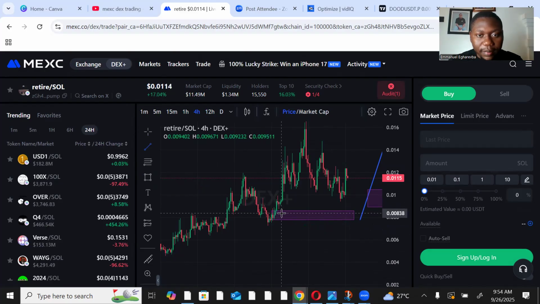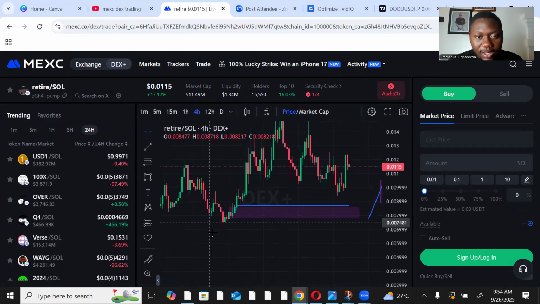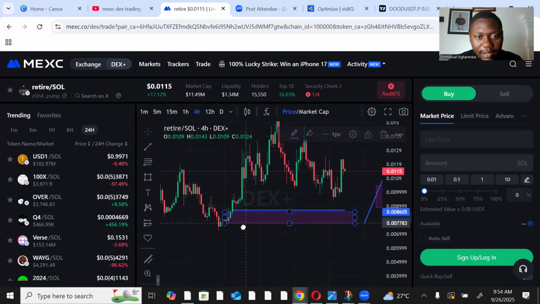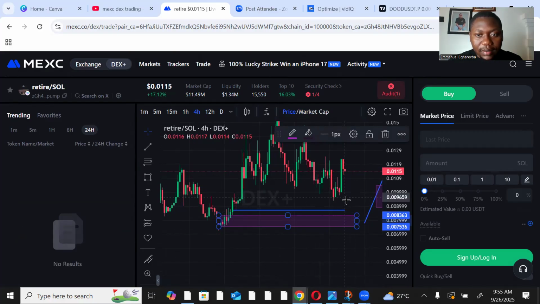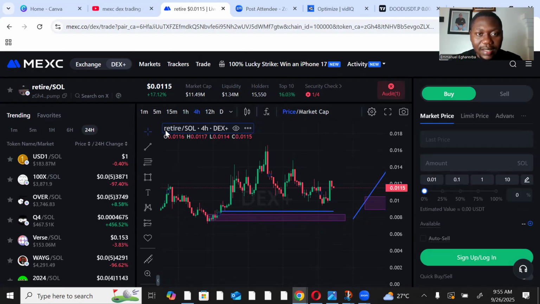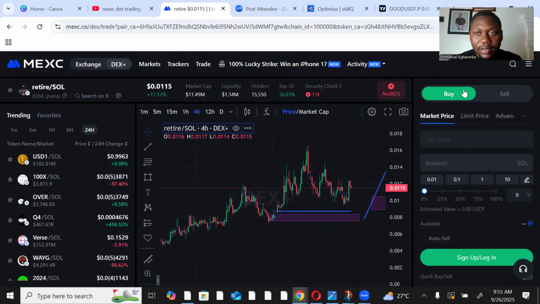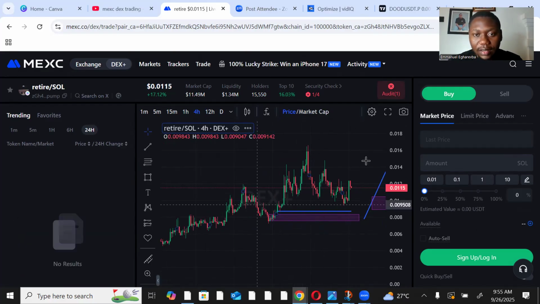So this is the first pullback that price made before we run up. So I'll be waiting for price to do this, to come back here, respect this region, and then seamlessly just tap into this point of interest and continue the up movement. So for retire, that is the name of the token. I'm buying this with Solana. Fund the Solana wallet, simple, just click on buy, and then you're good to go.